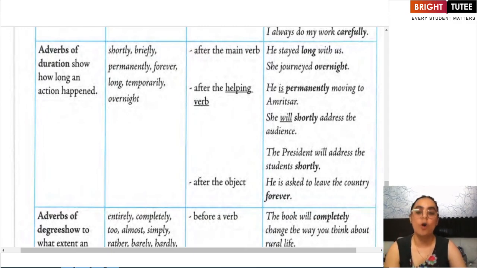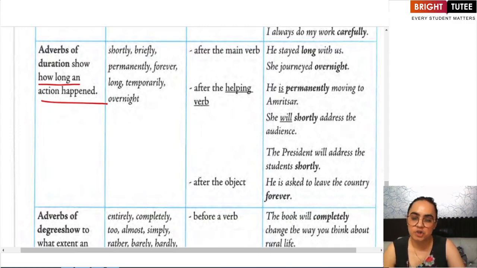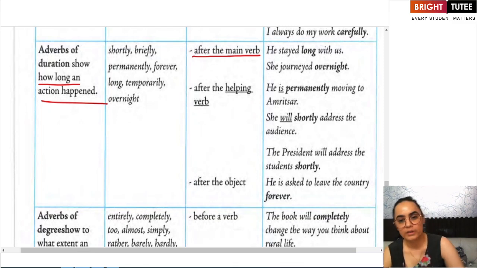For how long did the action take place? Shortly, briefly, permanently, forever, long, temporarily, overnight, fortnightly, and so on and so forth. Now, what is the position of the adverb of duration? They are used after the main verb. He stayed fortnightly with us. He stayed long with us. He stayed briefly with us.